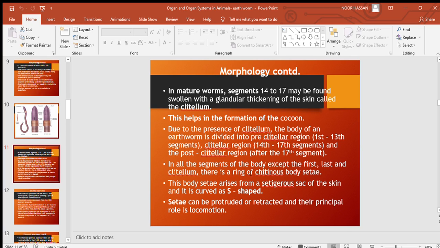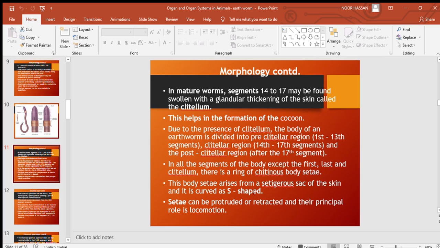In all the segments of the body except the first, the last, and the clitellum, there is a ring of chitinous body setae. It is a special structure made of chitin. These body setae are present in all the segments except the first, last, and clitellum. So in these three areas, no body setae are found. In all the other segments, chitinous body setae are found.